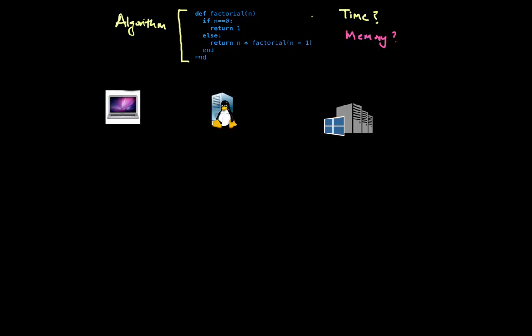Now, independent of whichever metric I choose to measure, what I'm going to do is take my algorithm and execute it on a certain computer. Let's say the first thing I'm going to do is execute it on a Mac computer. As I execute it, the first thing I need to specify is the factorial of some number n. So it's obvious that my algorithm depends on the problem size, which is n.